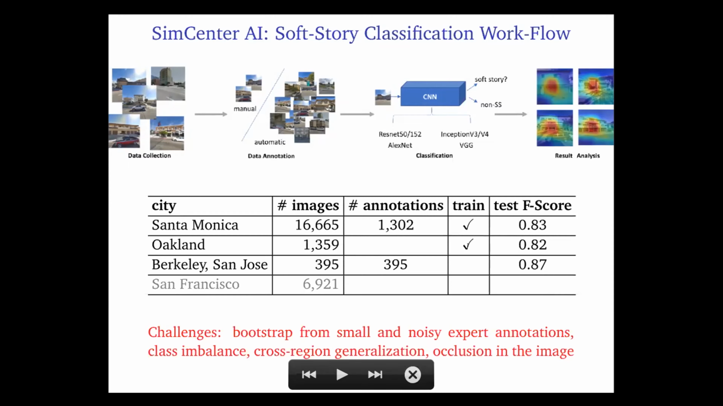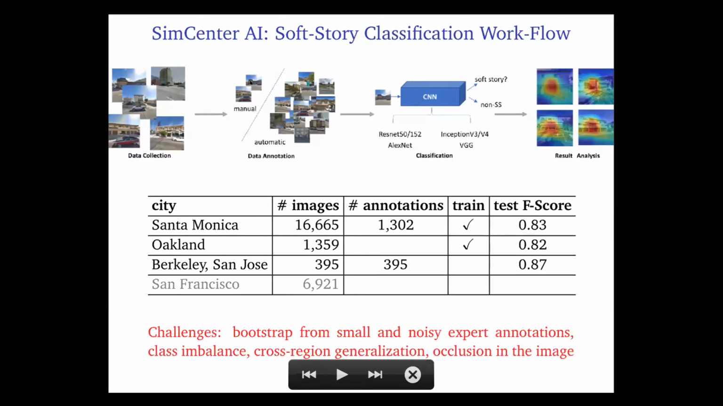We use Santa Monica and Oakland data for training, but we don't have annotations for Oakland, and it was there for a purpose, because you can't annotate everywhere, right? That's a real challenge we want to deal with. So we have some manual annotation. We use that to train a small classifier. We want to bootstrap from small. Of course, whenever humans are involved, there are noisy expert annotations.